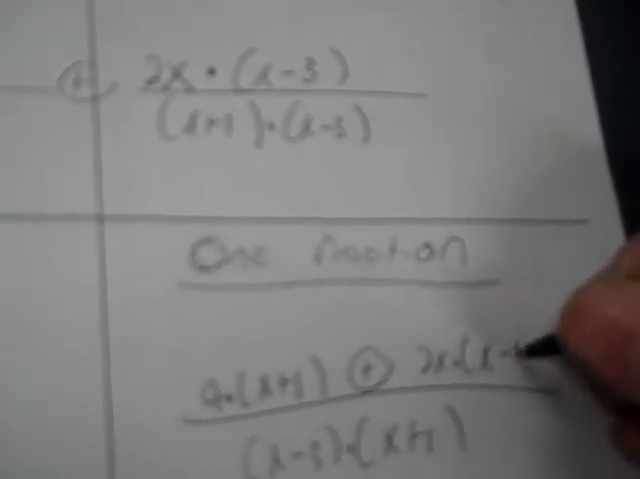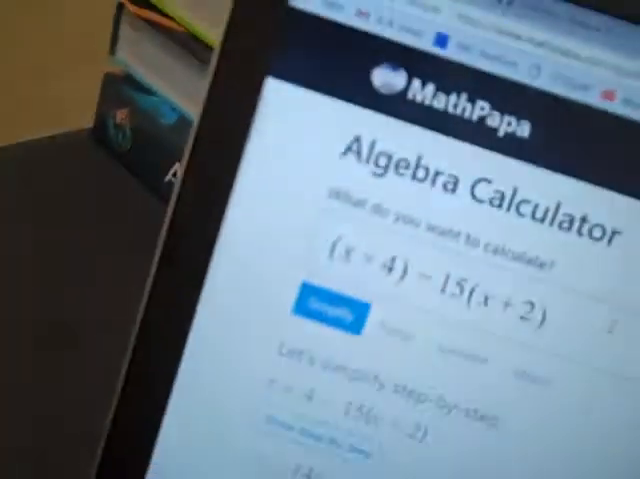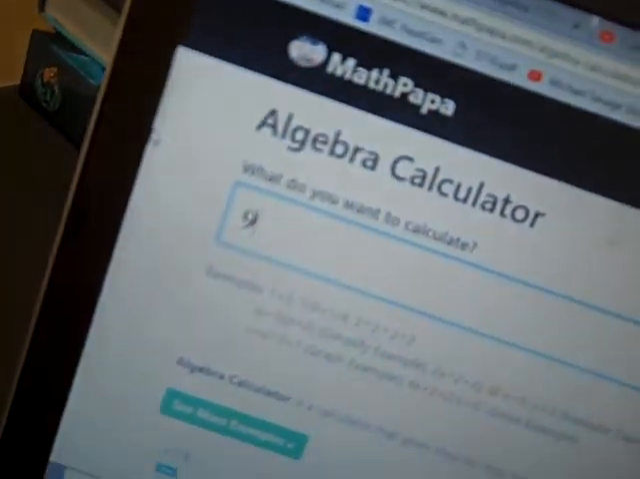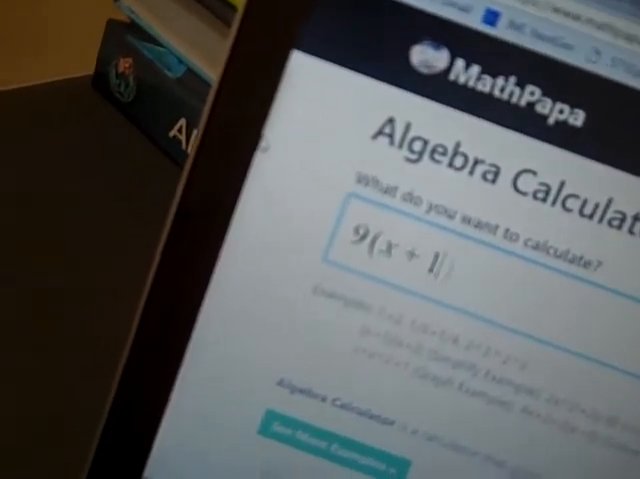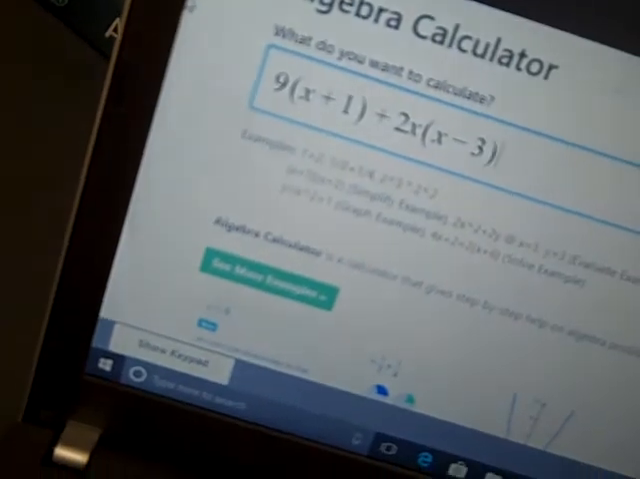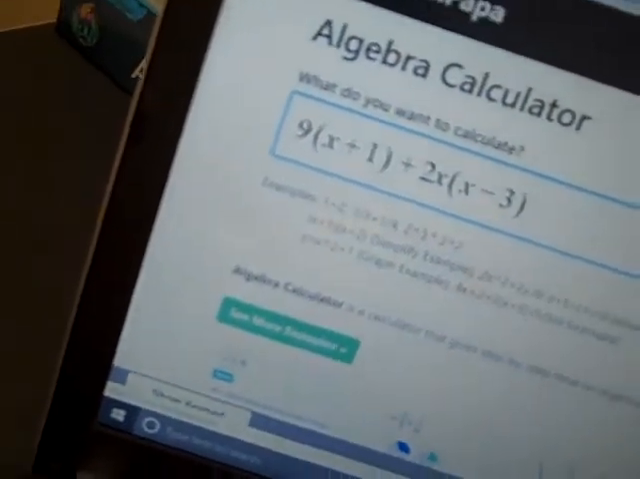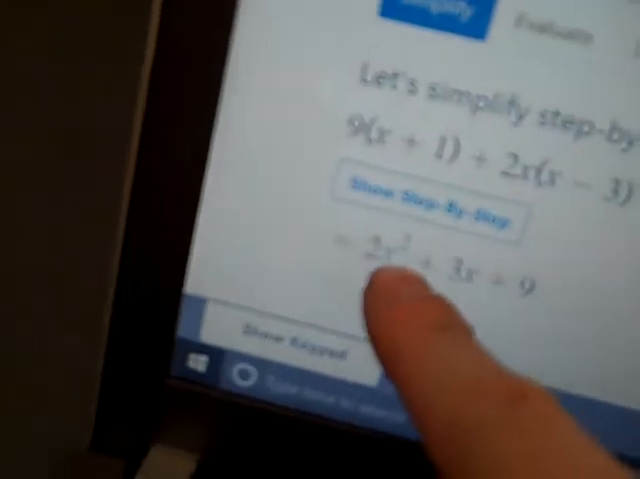Okay, now on top, I have 9 times x plus 1 plus, circle the plus, 2x times x minus 3. Okay, let's see what Math Papa tells me here. 9, parentheses x plus 1, close it, plus, and then 2x, parentheses, x minus 3. So if we multiply that, and then collect like terms, it's 2x squared plus 3x plus 9.